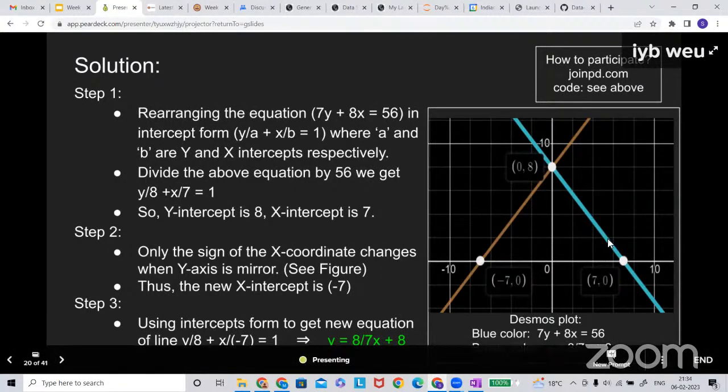So this is the line you have. And the mirror of this line: you are thinking of the y-axis as the mirror, and the mirror image is the image of this line with respect to the mirror on the y-axis.